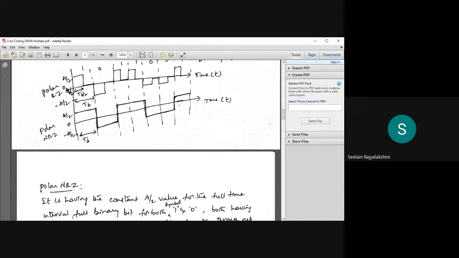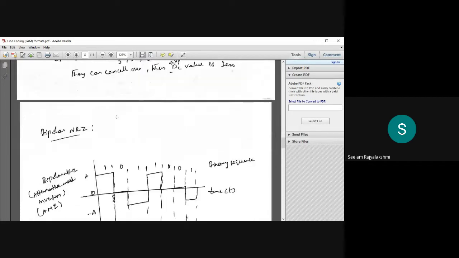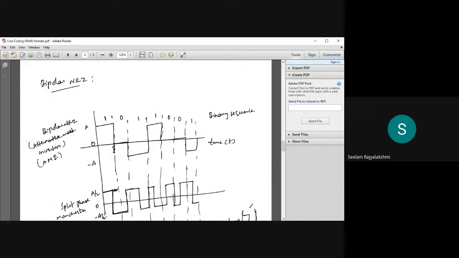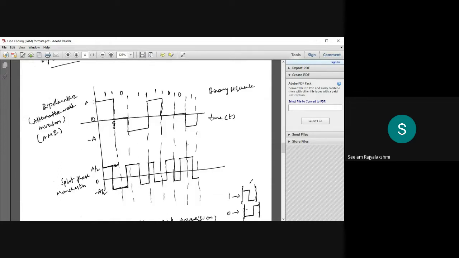And let us discuss bipolar NRZ. Let us see the figure. Bipolar NRZ has an alternate name, alternate mark inversion, abbreviated AMI.